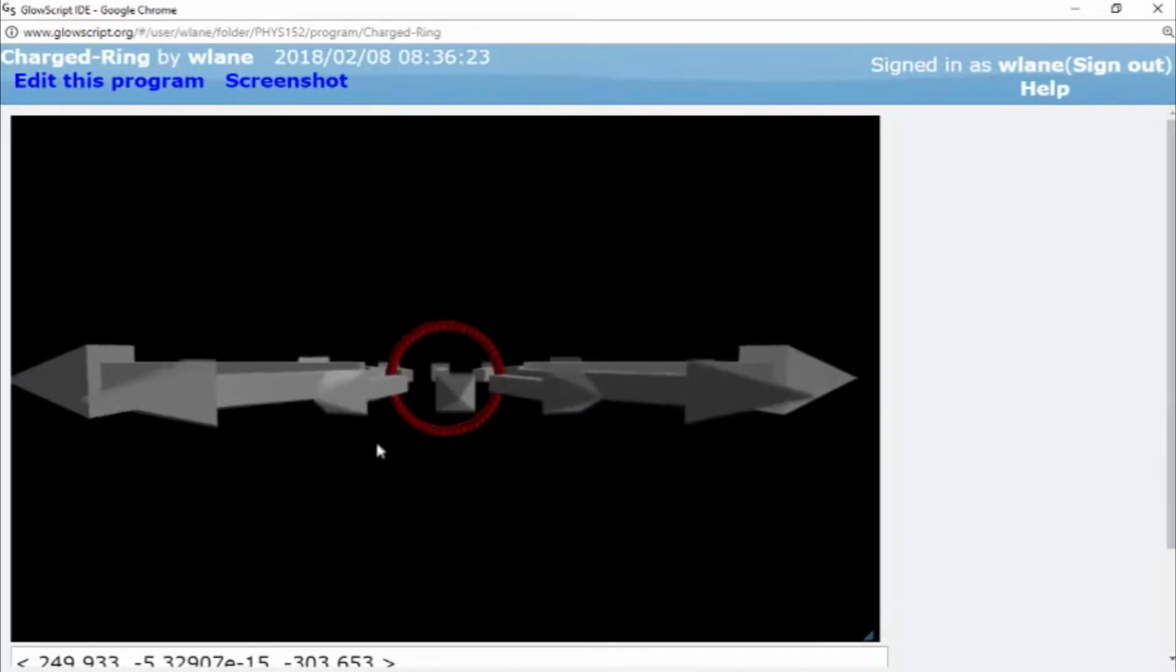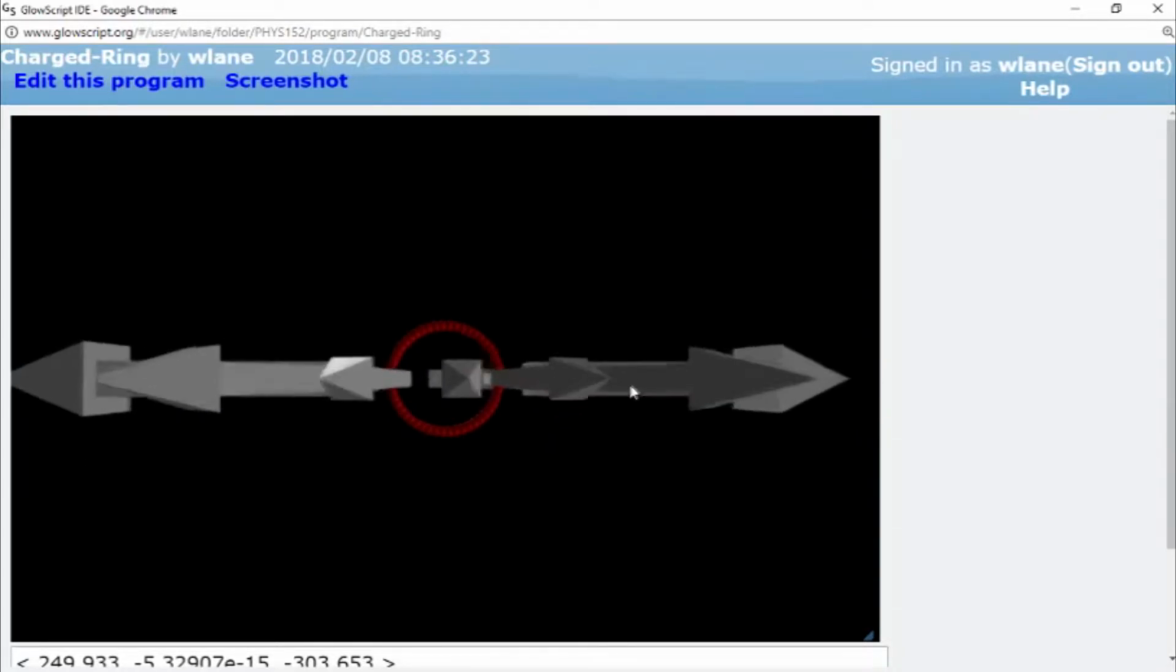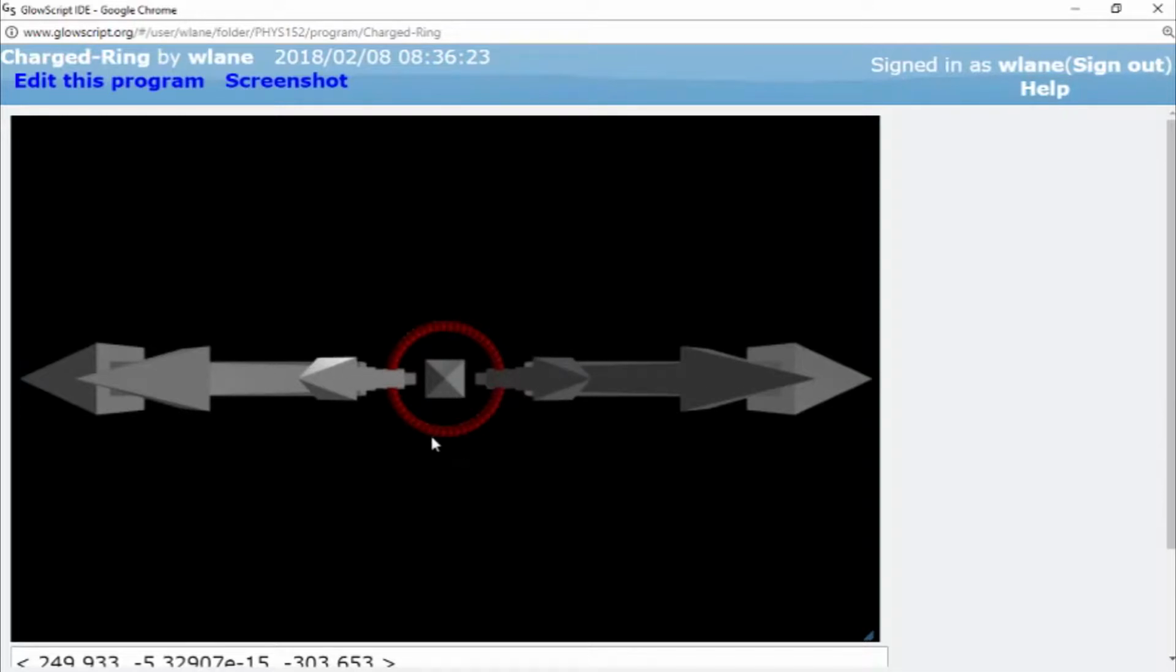You also notice that all of our electric field vectors fall into a nice plane going around the ring, going perpendicular to the ring like this. Again, because all of the upward and downward components are canceling, because we are centering this ring along the middle of the charged ring.